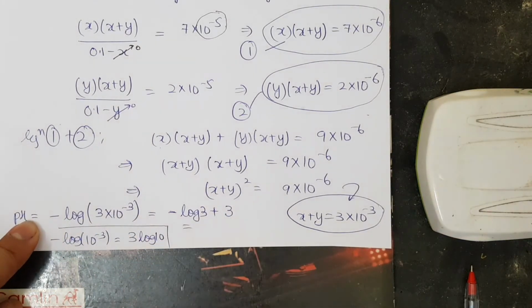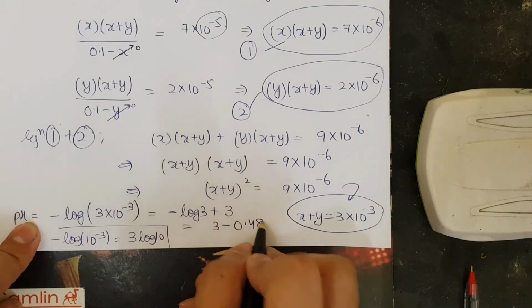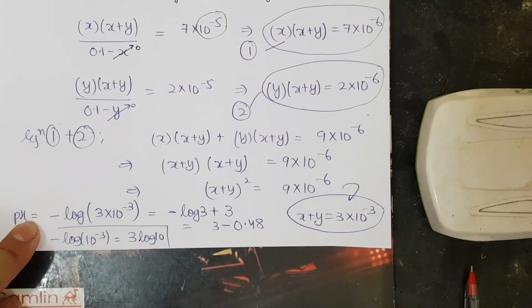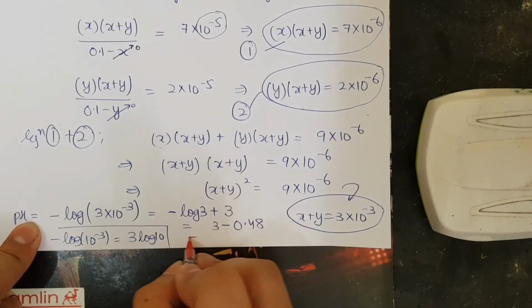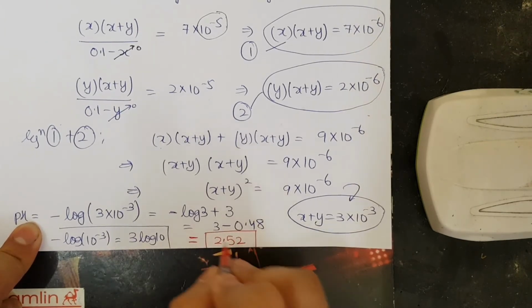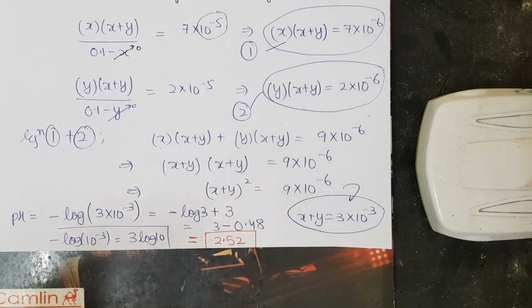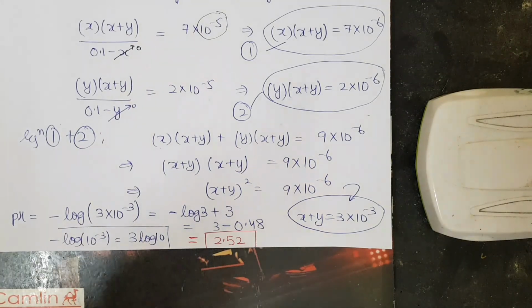So 3 minus log 3, the value of log 3 is 0.48. So 3 minus 0.48 basically comes out to be 2.52. So this is the pH for this very important question, the mixing of weak acid along with weak acid. Okay, so now let us move on to the next.